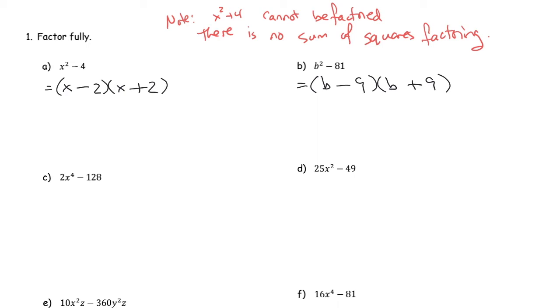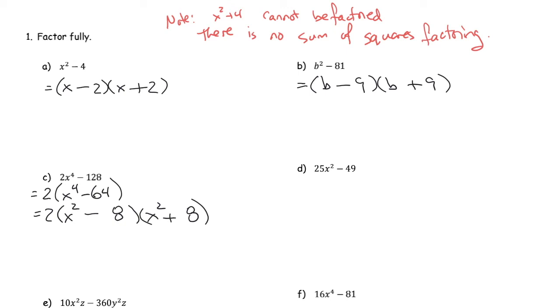Now for this next one, it doesn't work quite that way. First thing I'm going to do here is take out the common 2. And I'm going to get x to the 4th minus 64. It might not be abundantly obvious, but now I'm looking at a difference of squares. Might have to think about that for a second, but the square root of x to the 4th is going to be x squared. Now, the square root of 64 is 8. And this would be negative 8, positive 8.